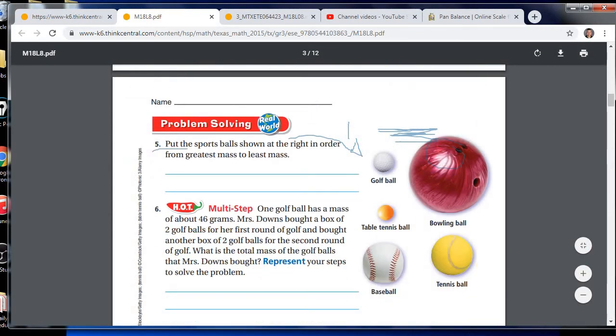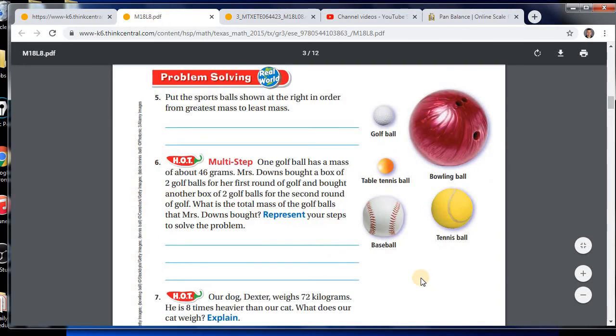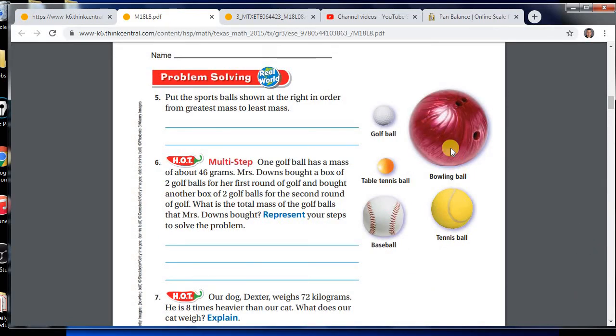Again, we're looking at the mass of objects. And if you haven't held some of these in your hand, I have held these in my hand, and for sure I've held these. I have thousands of these in my hand. I've bowled, I played tennis, I played table tennis, and I played baseball. So I know pretty much the average mass of these objects.